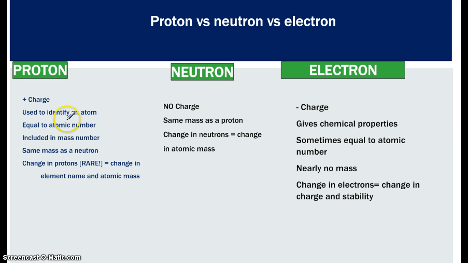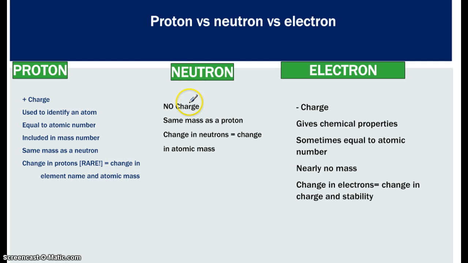It's important to know that the number of protons in an atom is what identifies the atom. For example, a hydrogen atom always has exactly one proton. It might have a different number of neutrons or a different number of electrons, but a hydrogen atom has to have one proton. Helium has two, lithium has three, and so on. The number of protons is equal to the atomic number. It has about the same mass as a neutron. If you change the number of protons, which can happen but doesn't often, you'll change what type of element it is.